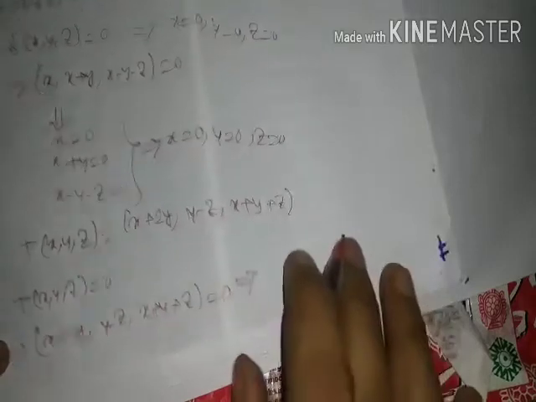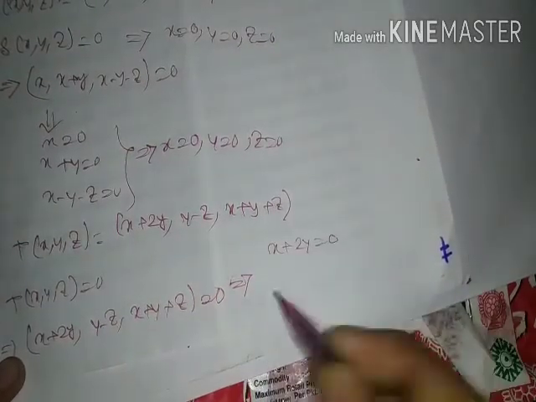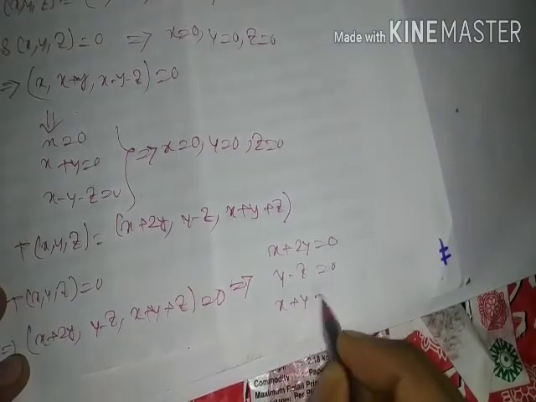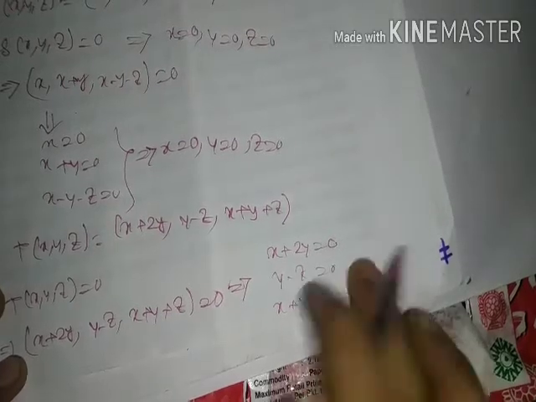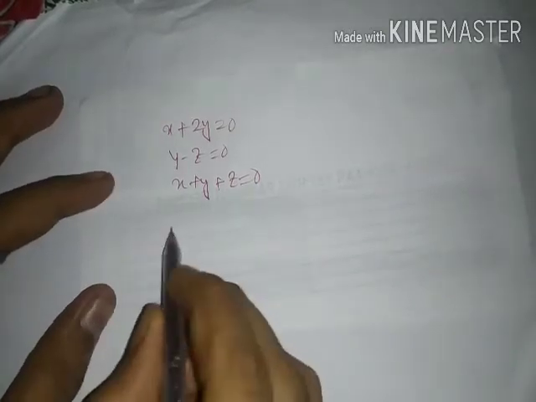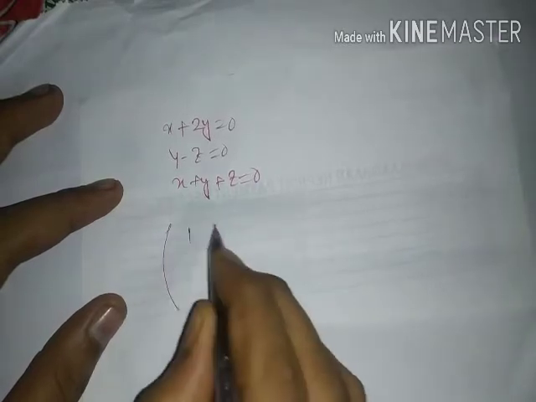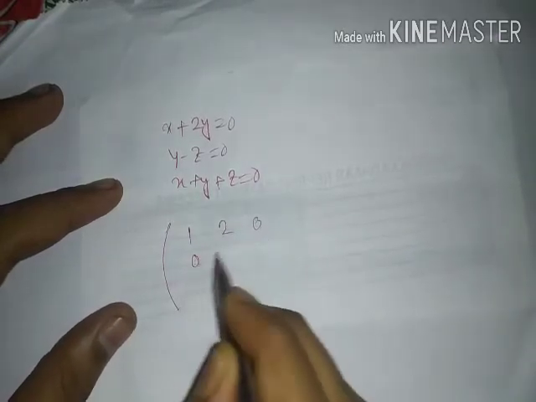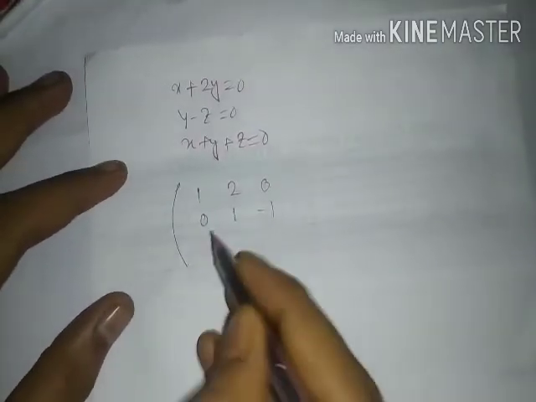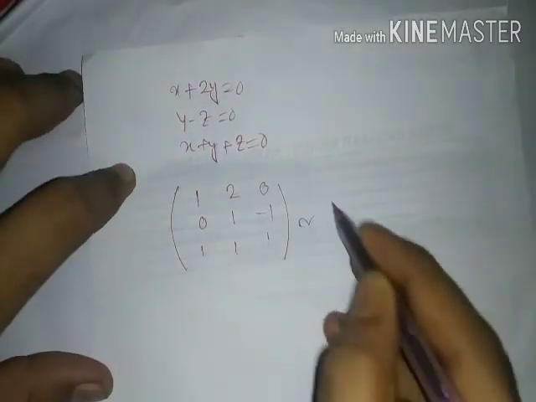This implies x plus 2y equal to 0, y minus z equal to 0 and x plus y plus z equal to 0. Now we solve this system. So this system can be written as the matrix 1 2 0, 0 1 minus 1, 1 1 1. Now we convert it to row reduced echelon form.